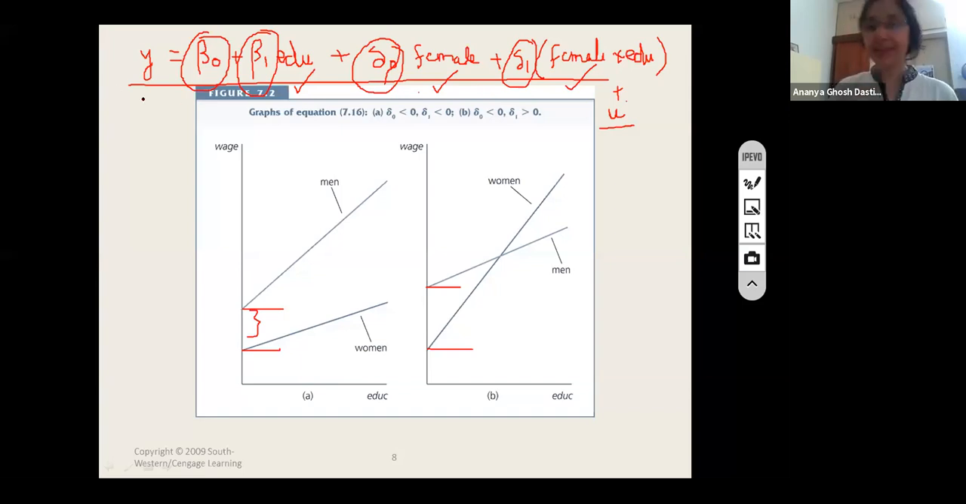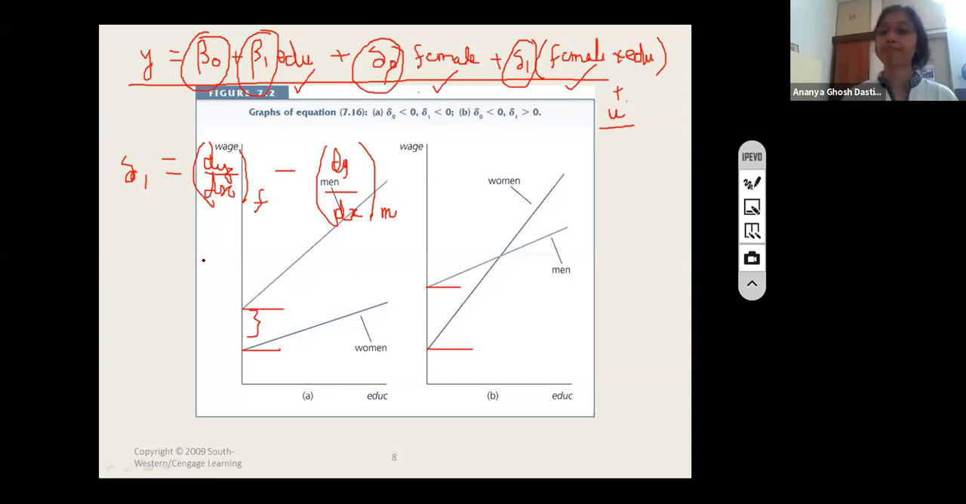So once you have estimated this model, what is delta 1? Delta 1 is the coefficient of the interaction term, the interaction of your dummy with the explanatory variable, the interaction of female into education. It gives you the difference of dy dx for the females minus the dy dx for the males. Okay.